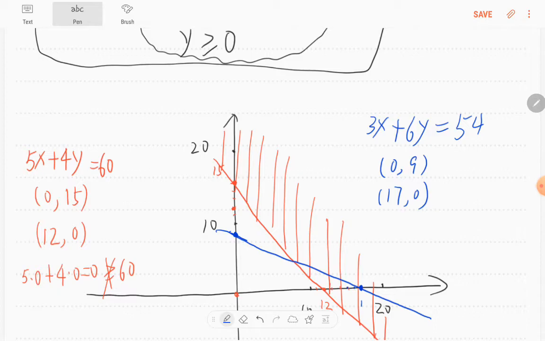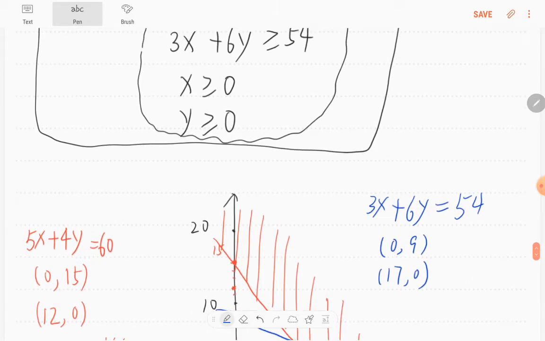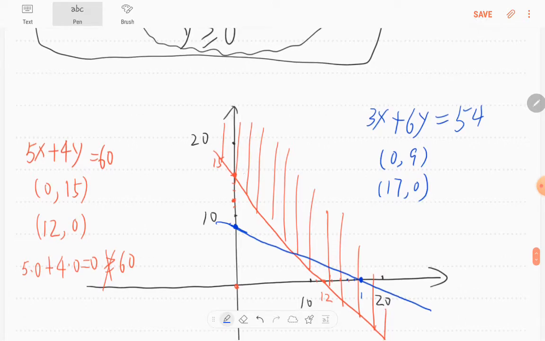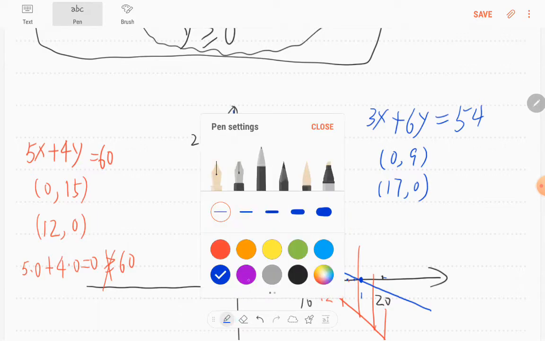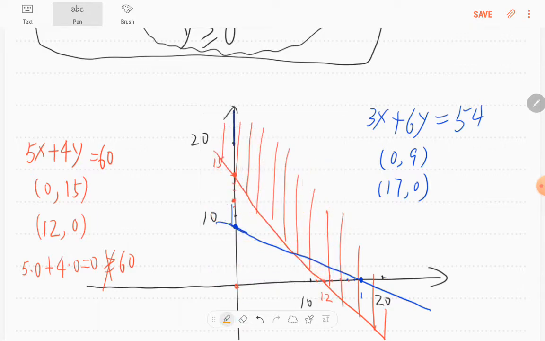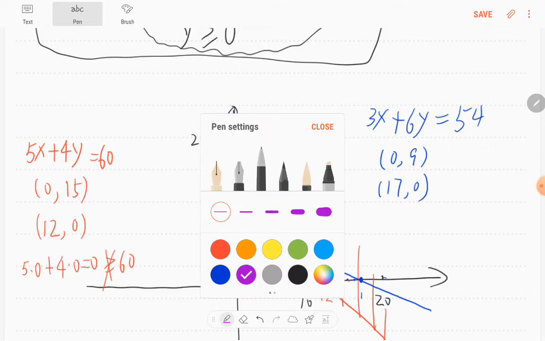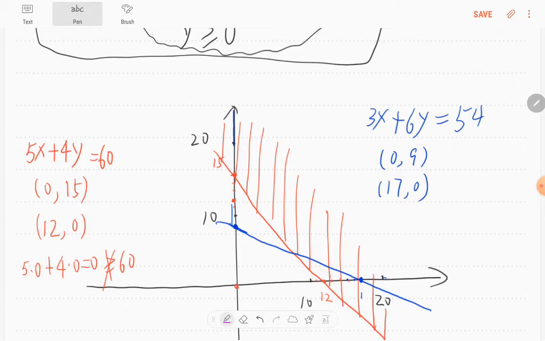Then we need to find the solution region. We also have x greater than or equal to 0, and y greater than or equal to 0, so it should be in this region, right? This is x greater than or equal to 0, and y greater than or equal to 0, so this is the region. So what is the final region? The final region is this part.